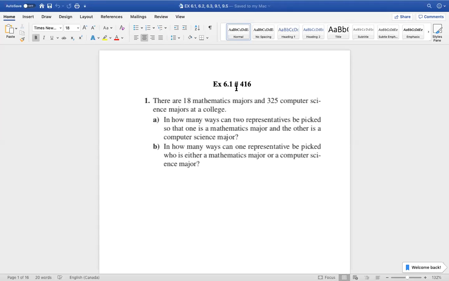So this is on page number 416 of your text. The first question for this exercise is, there are 18 mathematics majors and 325 computer science majors at a college. In how many ways can two representatives be picked so that one is a mathematics major and the other is a computer science major? Since the question asks to pick one mathematics major and one computer science major, the number of ways it can be picked is 325 multiplied by 18, which is 5,850.